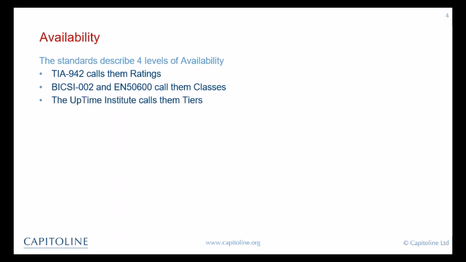In terms of availability, there are various international standards which define different levels of availability, and typically they define 4 levels of availability. The American standard for data centers, the TIA 942, calls them ratings. The BICSI American standard and the new European 50600 standard calls them classes. And you may also have come across the Uptime Institute, which calls them tiers. The engineering philosophy in each case is very similar, although it's not identical.